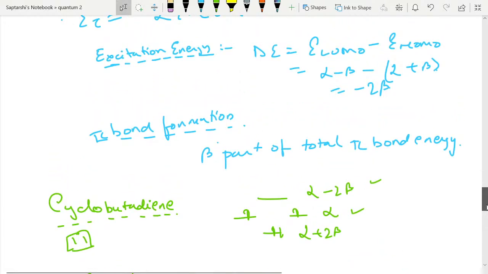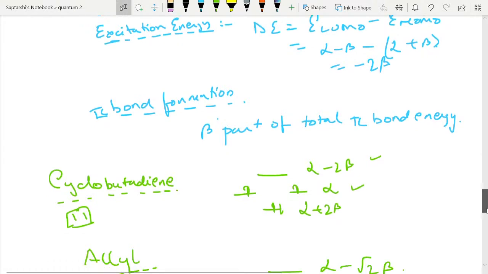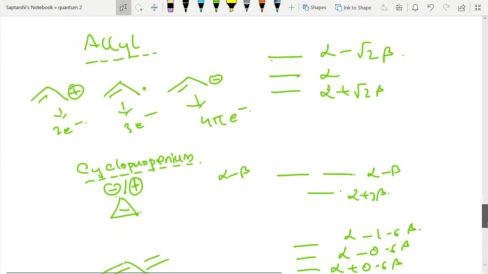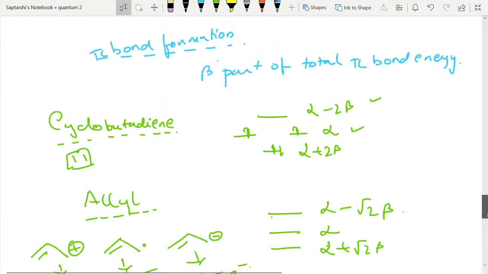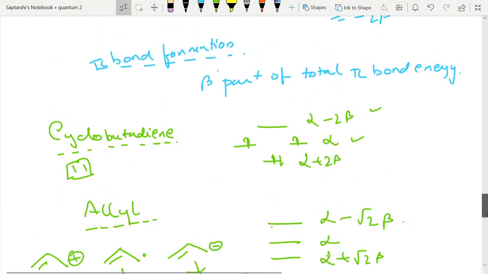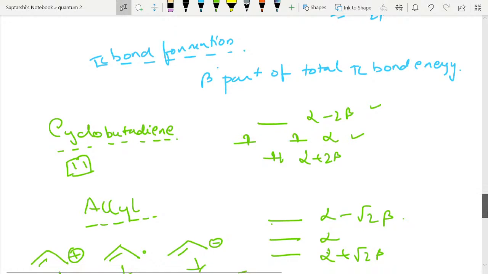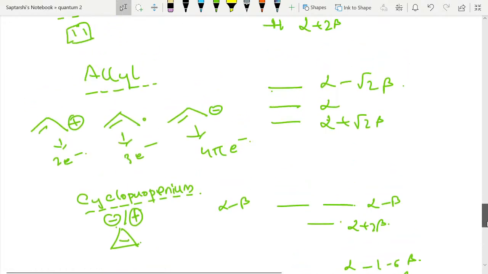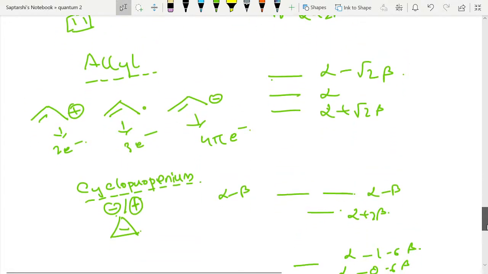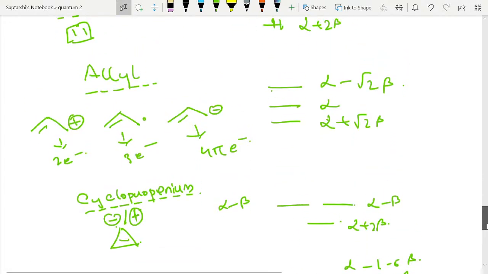For the allyl system, there are normally 3 pi electrons, and there are 3 energy levels as well. The lowest level will be alpha plus root 2 beta, the middle level will be alpha, and the highest level will be alpha minus root 2 beta. For the cyclopropenium ion, the lowest one will be alpha plus 2 beta, and the upper levels will be alpha minus beta, 2 of them.